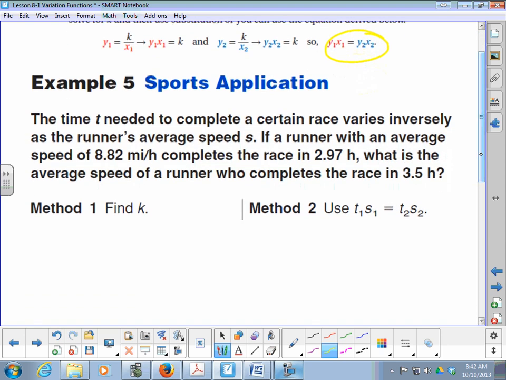Sports application. All right, we all love this. Running. Hey, there we go for you cross-country stars. The time needed to complete a certain race varies inversely. There's what I'm looking for. How does it vary? It varies inversely as the runner's average speed s. So that means that T equals K over S.